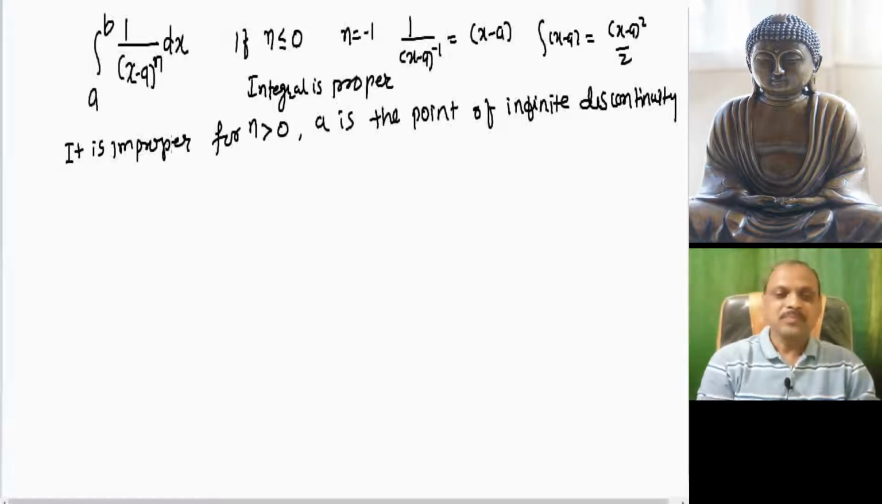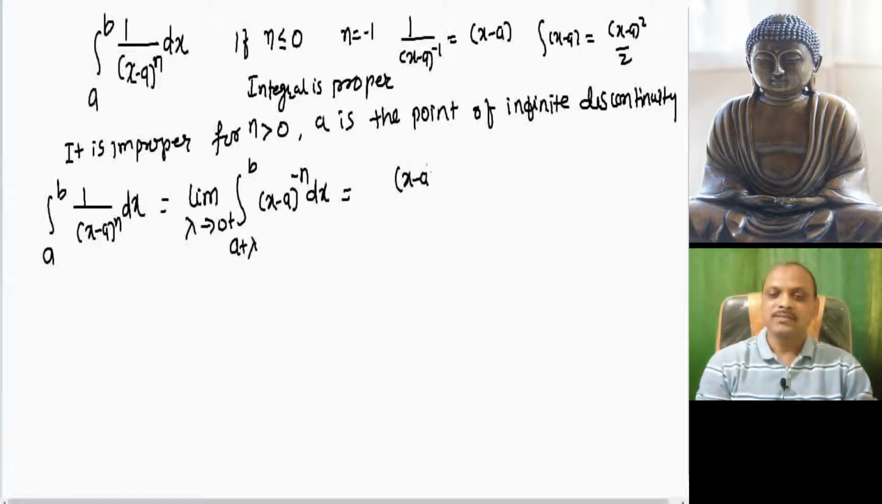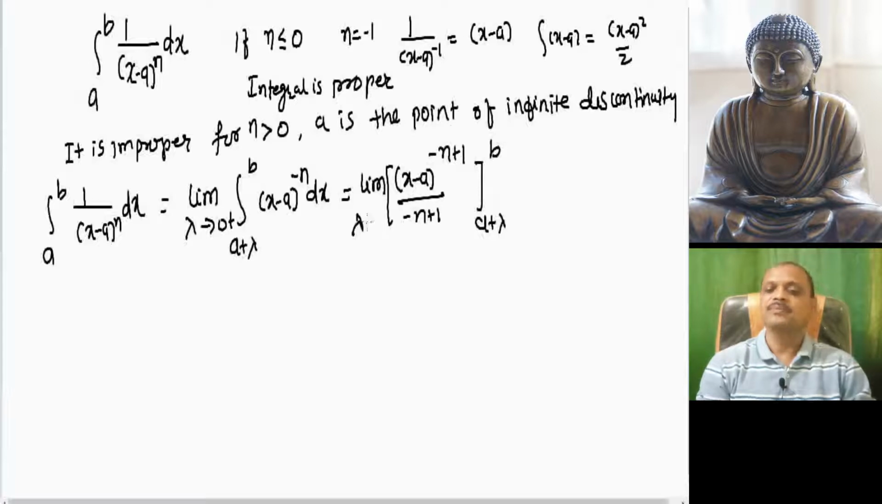Now friends, it has a left end having infinite discontinuity. Therefore, we integrate from a to b, 1 divided by (x minus a) raised to n into dx. We write it as the limit as lambda tends to 0 of the integral from a plus lambda of (x minus a) raised to minus n into dx. So its integration will be (x minus a) raised to minus n plus 1 divided by minus n plus 1, between the limits a plus lambda to b, and the limit is lambda tends to 0 from the right side.